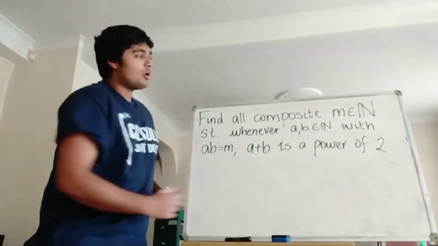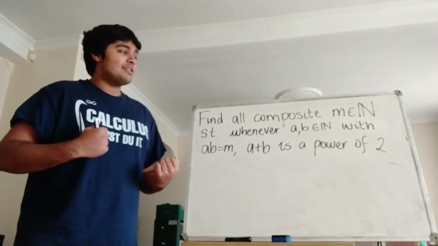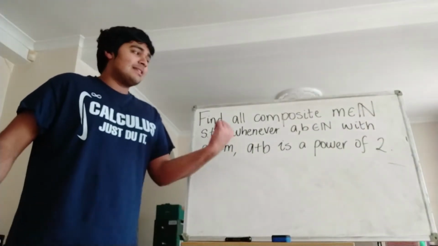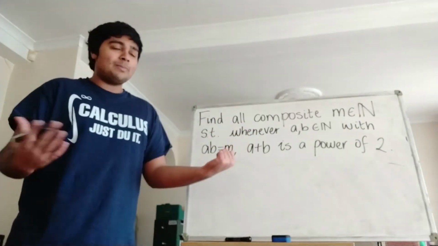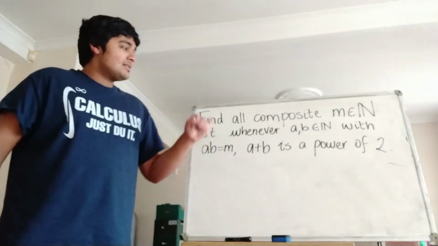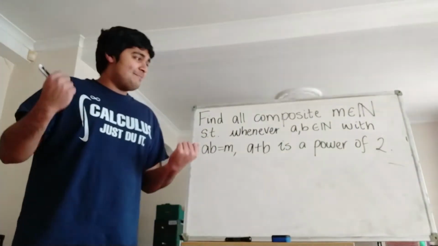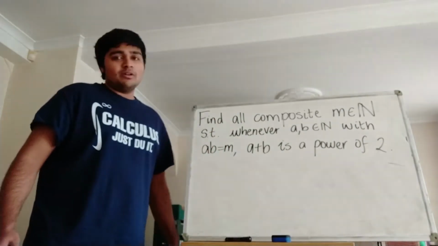We want to find all composite positive integers m, such that whenever a and b are natural numbers which divide m, such that a times b equals m, then a plus b is a power of 2. So we want to find all positive composite natural numbers m, such that for any two factors of m, such that ab equals m, a plus b is always a power of 2.